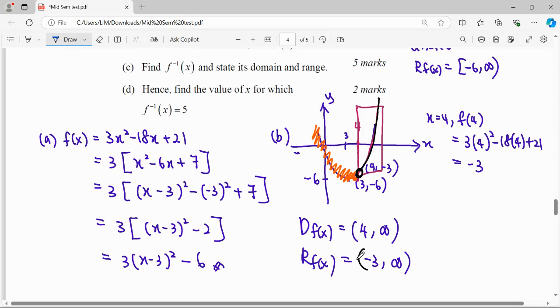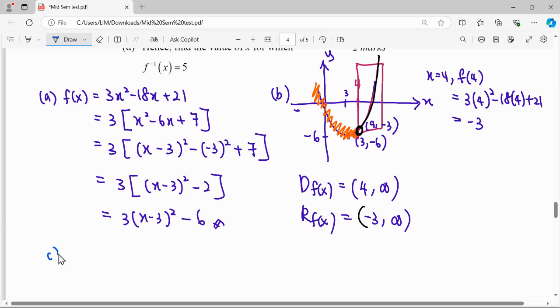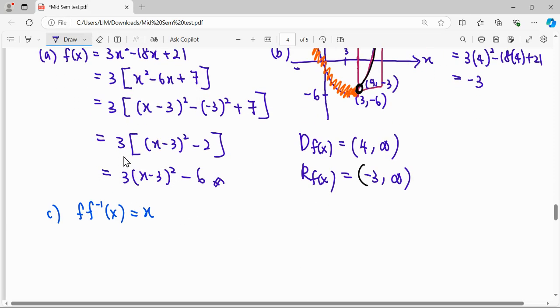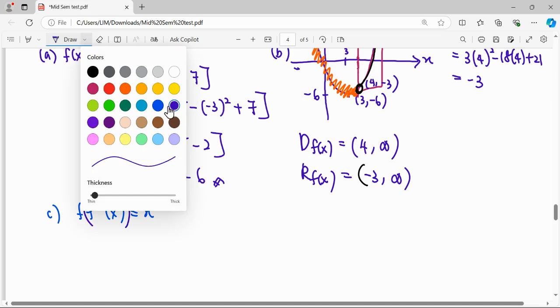Then continue. For part C, we're going to find its inverse, domain and range. To find the inverse, we will use the composite method where f(f inverse(x)) equals to x. We no longer use the SPM method where f inverse x, let it equal to y. Alright, so please take notes here. Don't repeat the same method from the SPM. What we need to do here is use your composite method and substitute your f inverse into your function.